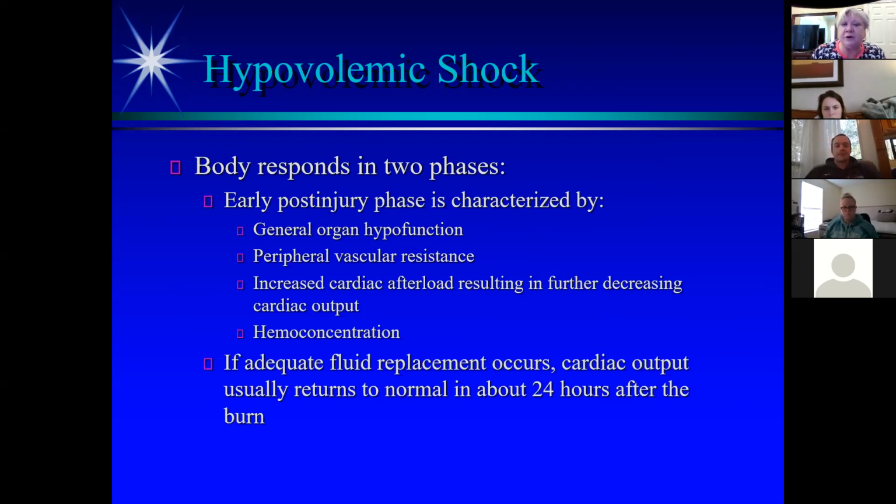If adequate fluid replacement occurs, cardiac output usually returns to normal in about 24 hours after the burn. If we can support them for 24 hours, if we can keep enough circulating blood volume for 24 hours, the capillary beds will start to heal. They'll start doing their job. They'll quit leaking, and the body will maintain itself. It's going to need some help for 24 hours, but for those 24 hours, we have to help them.